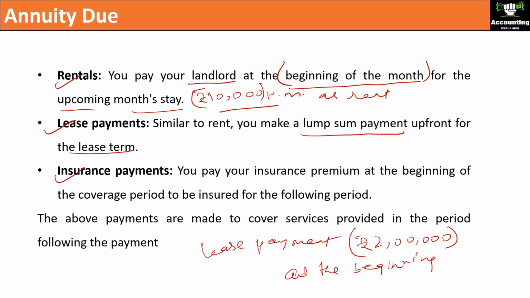Next is insurance payment. Similarly, you pay your insurance premium at the beginning of the coverage period to be insured for the following period. So the insurance premium should also be paid upfront before the coverage period starts. The above payments are made to cover services provided in the period following the payment. You first make the payment and then you get the services done. That is the simple concept of annuity due.